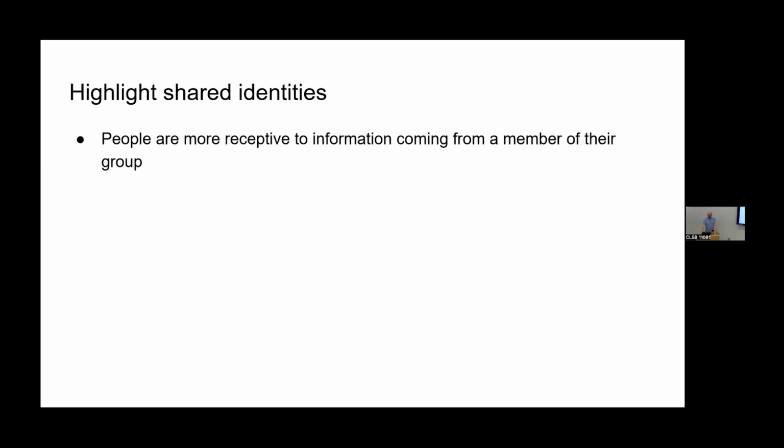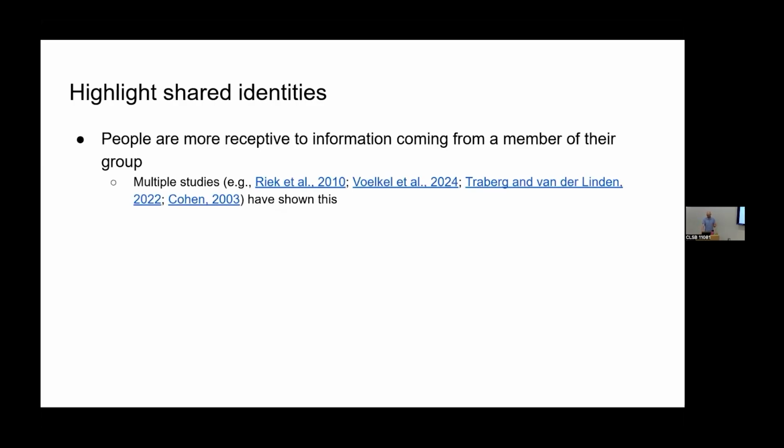So first, my advice is to highlight shared identities. People are more receptive to information coming from a member of their own group, and there's just a ton of research supporting this. A lot of this research comes from politics. So like Democrats are more likely to believe something coming from another Democrat, and same goes for Republicans. But it's also true for other groups.